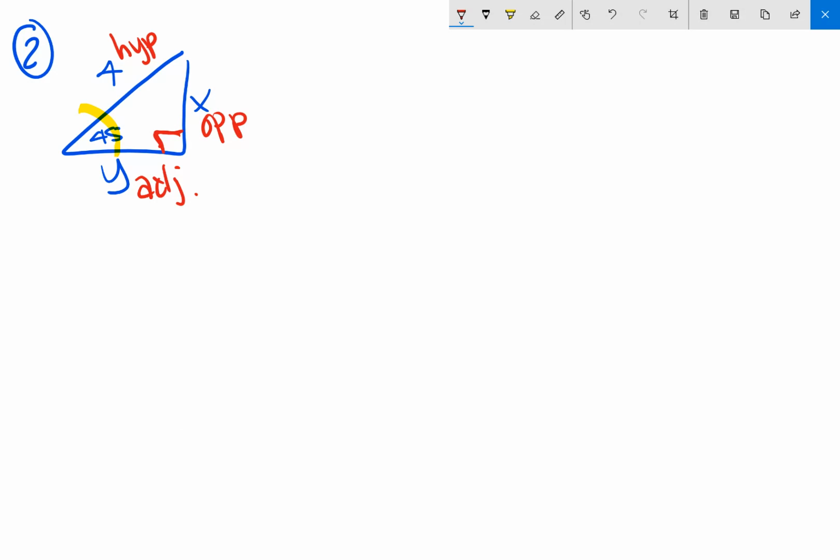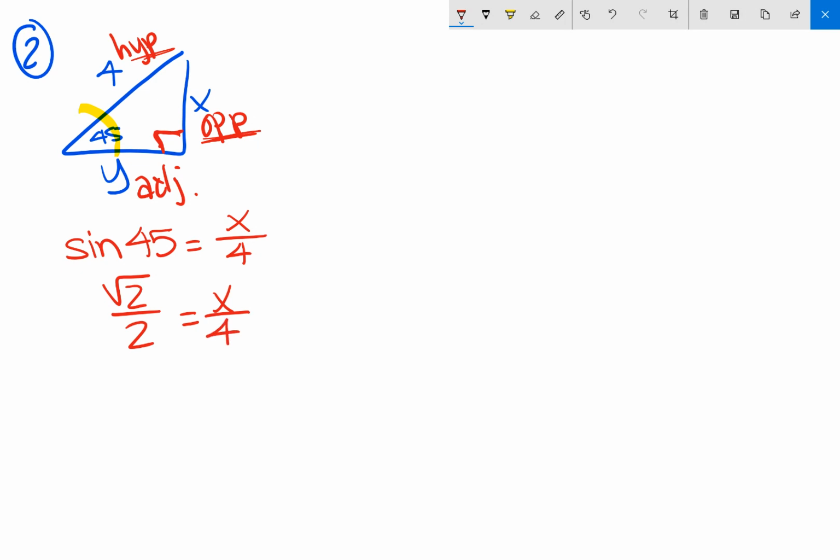Okay, so if I want to find x, I see that I would need opposite, and because the only other value I have is hypotenuse, using SOHCAHTOA, I know I need sine. So sine of 45 equals opposite over hypotenuse. Then we substitute in the value. Sine of 45 is the square root 2 over 2, and that equals x over 4. So you'll just have to cross multiply and simplify to solve that one.